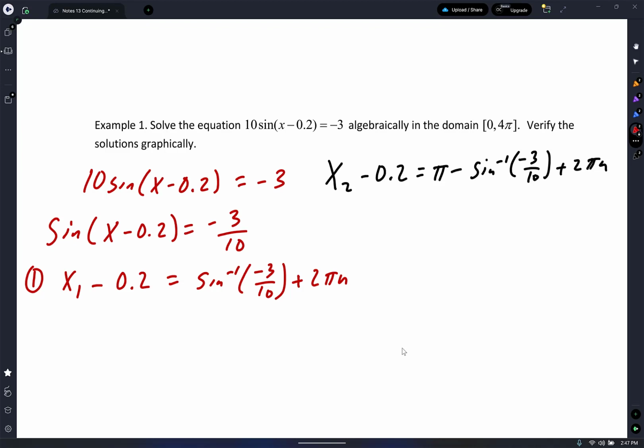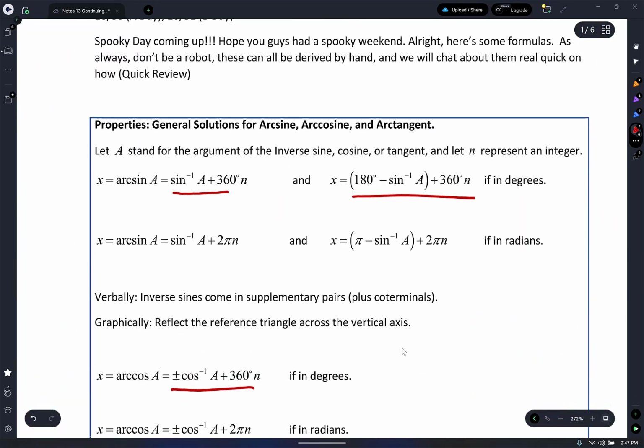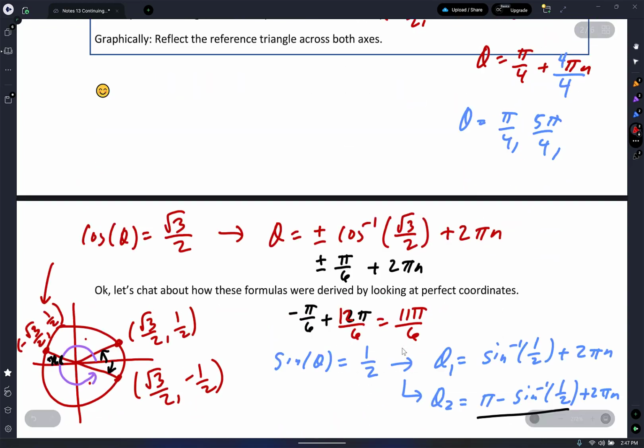If I don't ask you for algebraically, if I just tell you to show it graphically, then just find the intersection. Then that's all you do. It does want me to verify the solutions graphically, so I'm going to do that in a little bit. Are we okay with what we did? All I did was use this. Now make sure you're not a robot. All I did was use this. I used that right there. Make sure you understand why we wrote pi minus whatever.